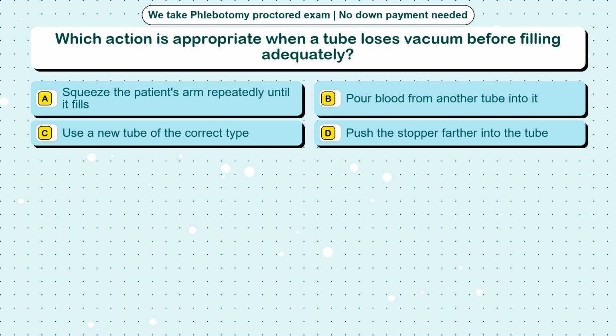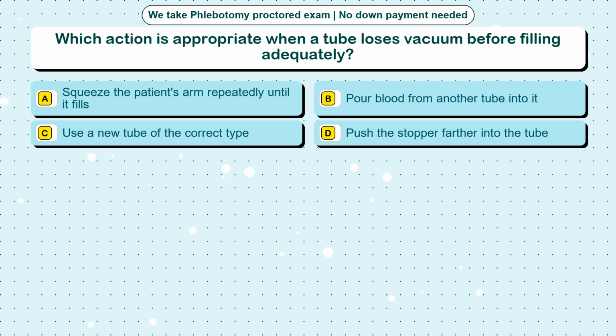Question 55. Which action is appropriate when a tube loses vacuum before filling adequately? Option A. Squeeze the patient's arm repeatedly until it fills. Option B. Pour blood from another tube into it. Option C. Use a new tube of the correct type.